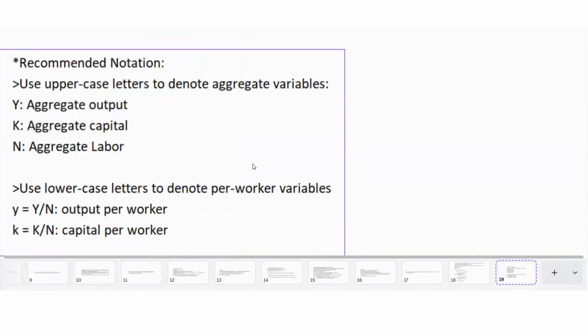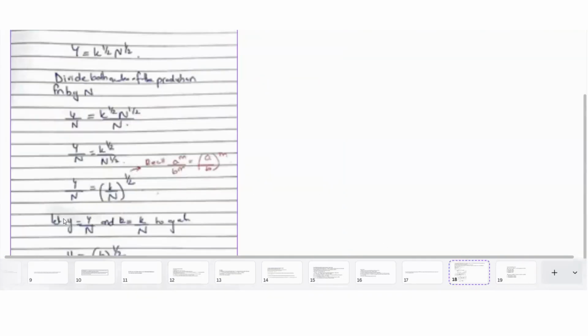So the recommended notation here is to use uppercase letters to denote aggregate variables. So capital Y is aggregate output, capital K is aggregate capital, and capital N is aggregate labor. And we'll use lowercase letters to denote per worker variables, like small y is output per worker, small k is capital per worker, as we defined over here.